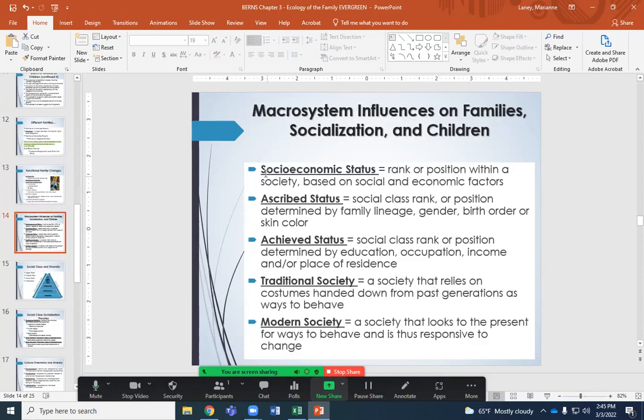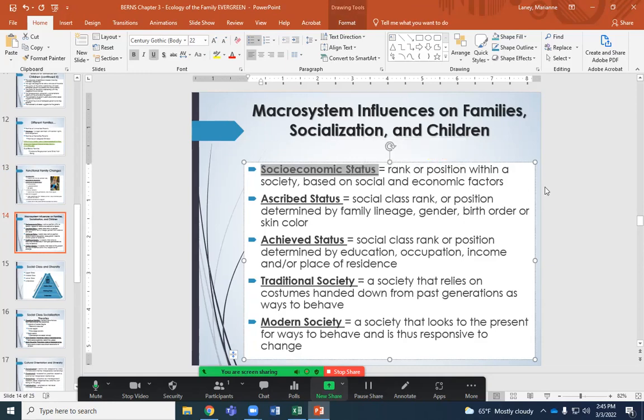So make sure you know this term, socioeconomic status. You might hear me say SES. In fact, I will put that right here, SES. It's that rank or position in society, and it's based on social and economic factors. So social is like saying classes, and we'll talk about that next, but economic factors have to do with going to college and getting a better job or making a lot of money, right?